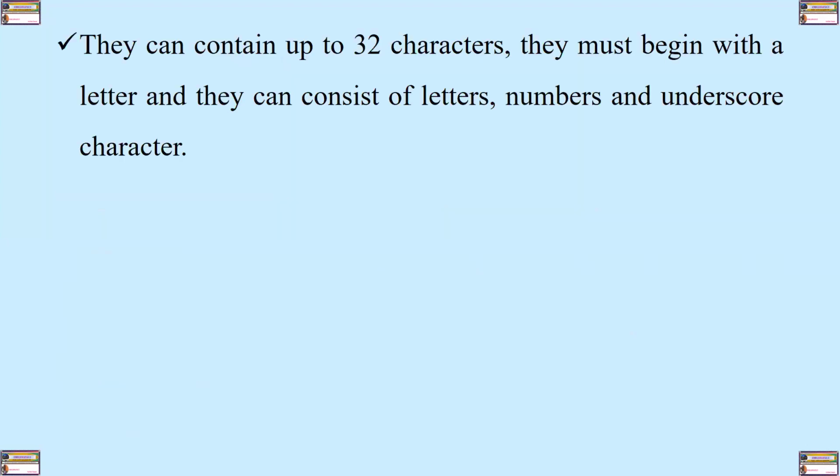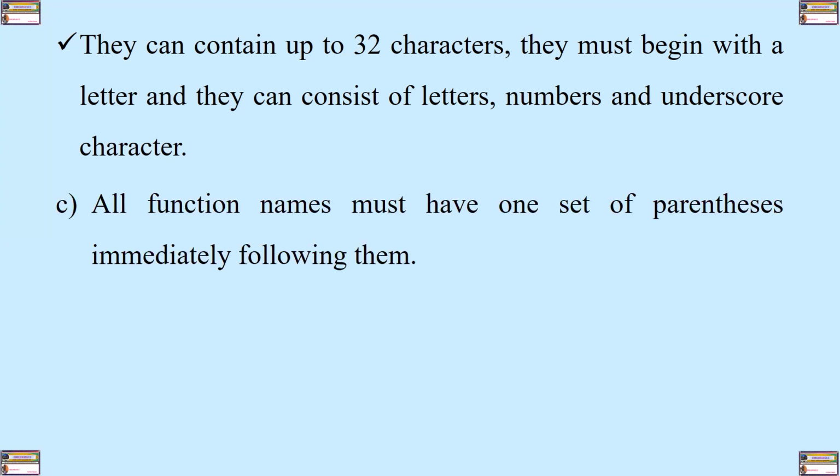The name of a function can contain up to 32 characters. It must begin with a letter, and it can consist of letters, numbers, and the underscore character. This is just one of those rules that we talked about under naming of variables, which also apply to functions. All function names must have one set of parentheses immediately following them.